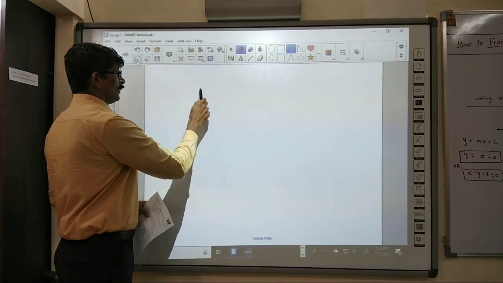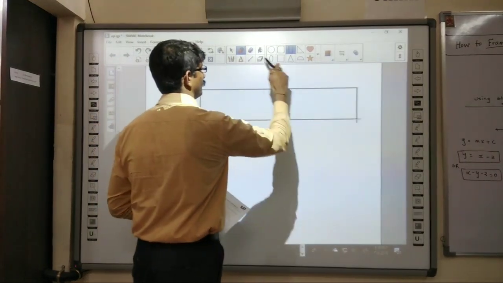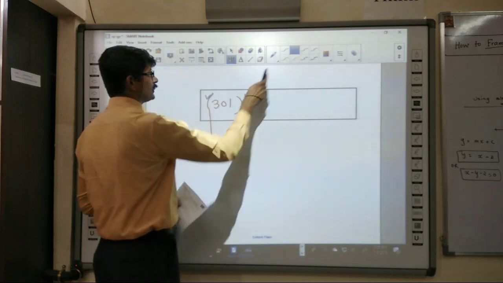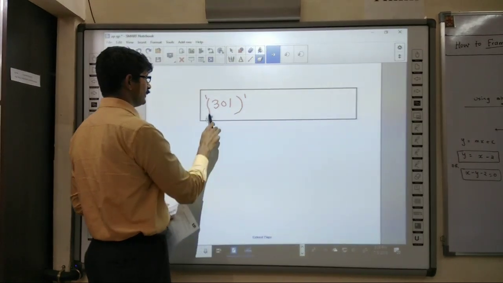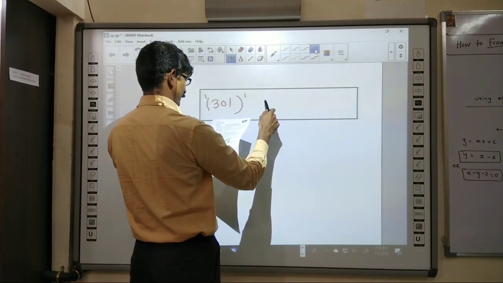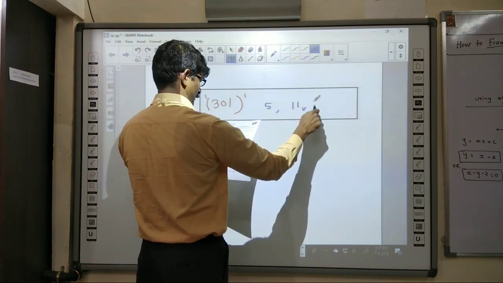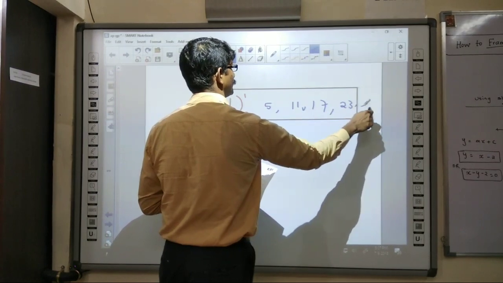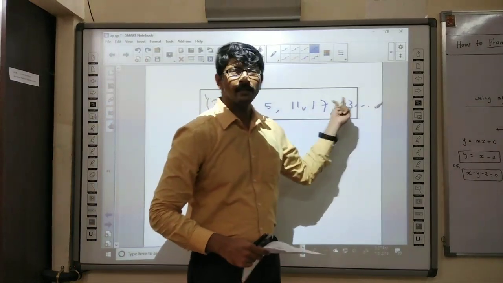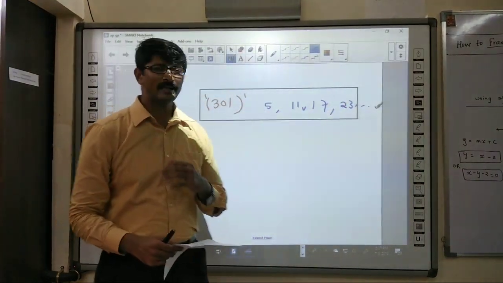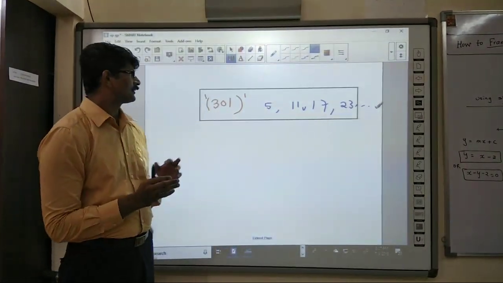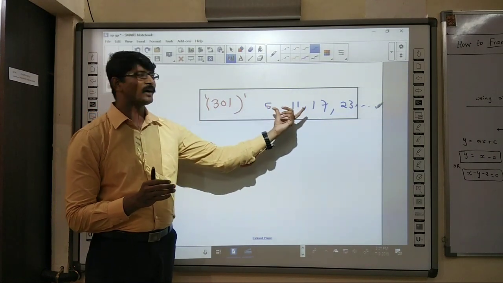Okay, the question is, is 301 part of this given sequence? And the given sequence is 5, 11, 17 and 23 and so on. So we have to check whether this 301 is going to come in this sequence. Actually students, it's very simple. You have to just understand how to find whether 301 is a part of this sequence or not.